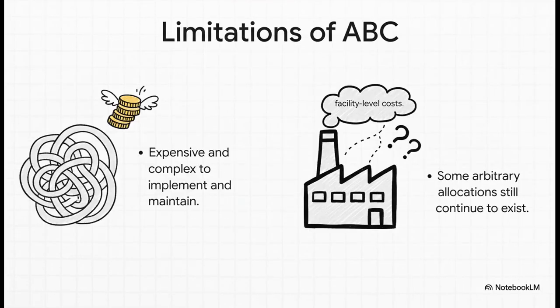However, we must also acknowledge its limitations. ABC is not a silver bullet. The most significant drawback is practical. These systems are complex, and therefore they can be quite expensive to design, implement, and maintain. Furthermore, some facility-level costs, things like the factory manager's salary or property taxes, are still very difficult to trace to a specific activity, so some degree of arbitrary allocation often remains.